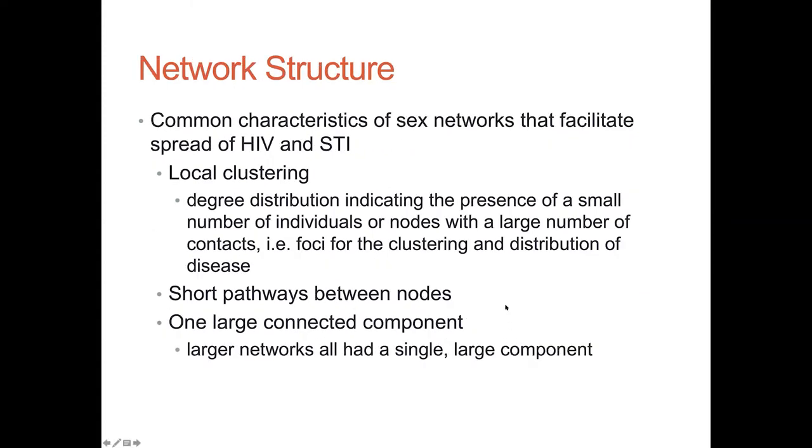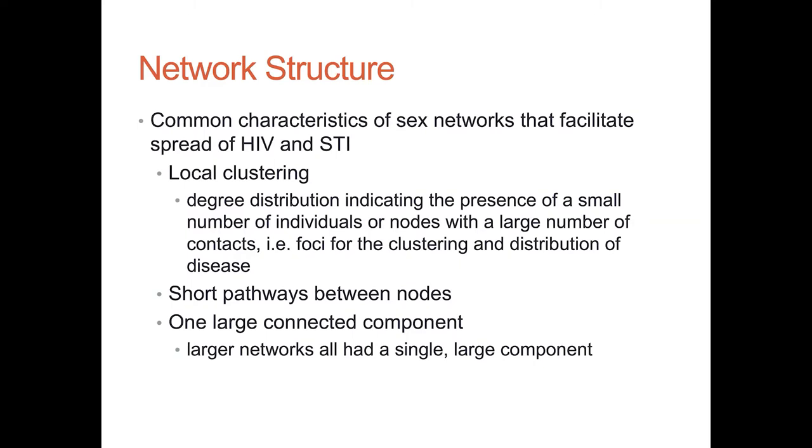There have been a few common characteristics of sex networks that are recognized to facilitate the spread of STIs and HIV. The networks have a degree distribution indicating the presence of a small number of individuals or nodes with a large number of contacts. These nodes serve as foci for the clustering and distribution of disease. And the networks also have short pathways between nodes. Additionally, the larger networks all have had one single large component.